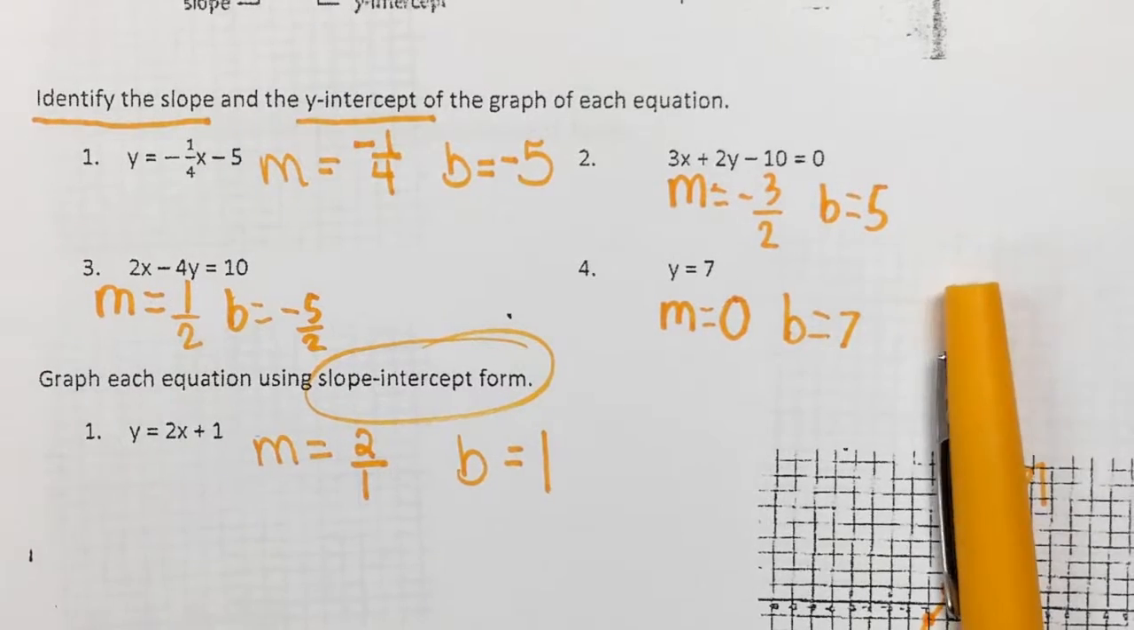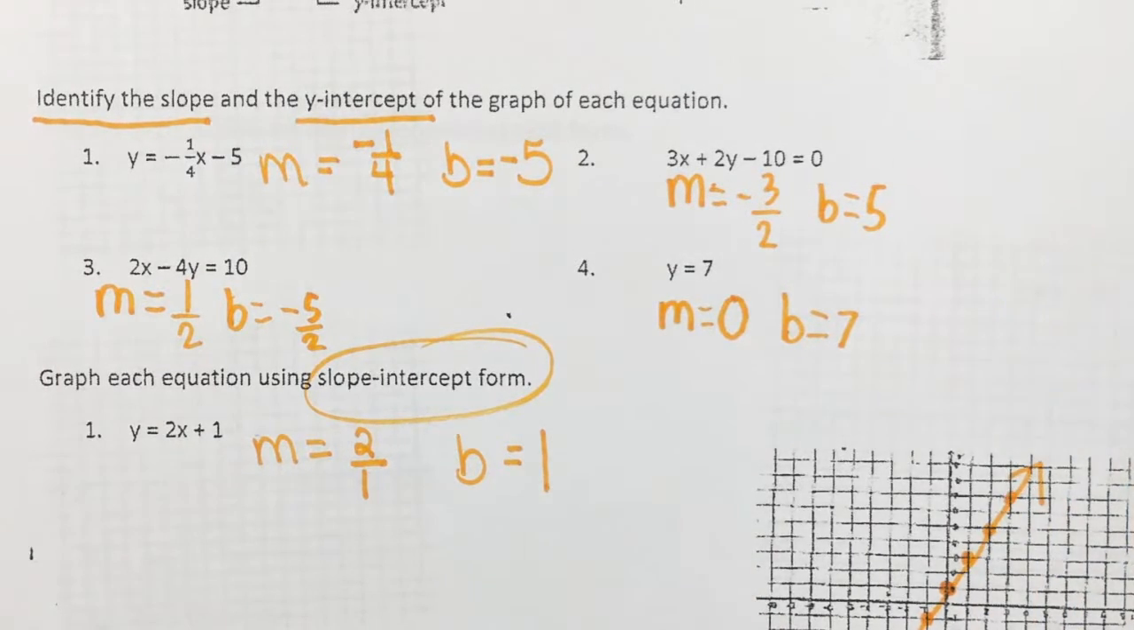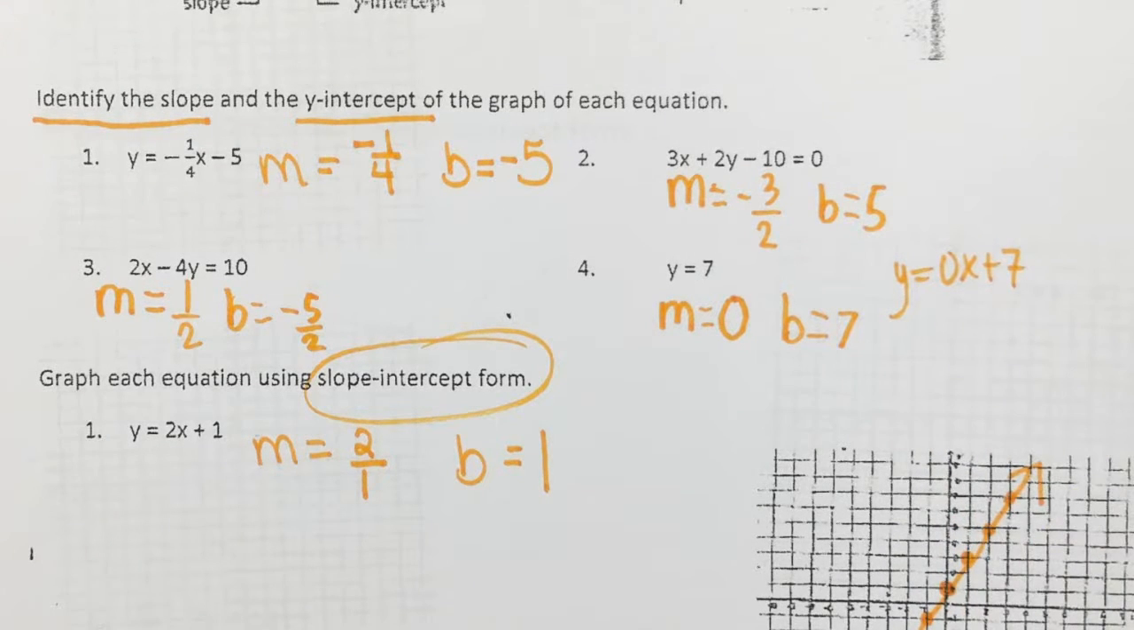For the first 4, Garrett put up the first 4 for us. Check your work, okay? Look at 4. 4, your slope is 0, because remember that is y equals 0x plus 7, right? Y'all okay so far? Yeah? Alright, keep going, keep going.